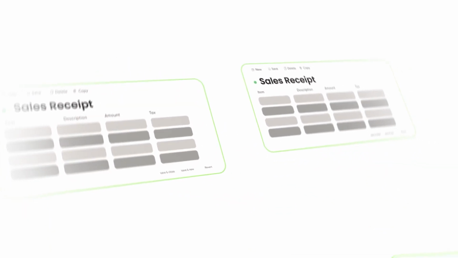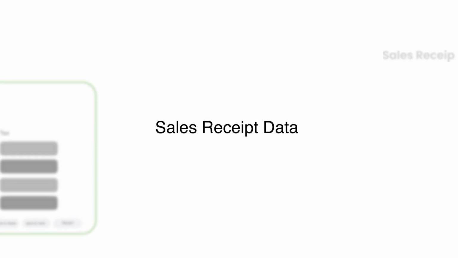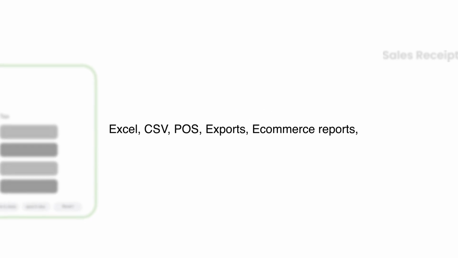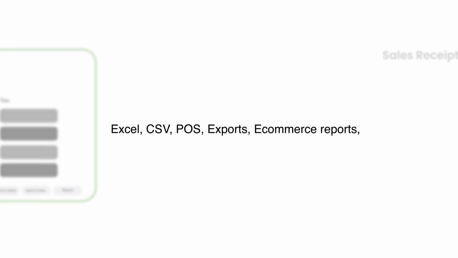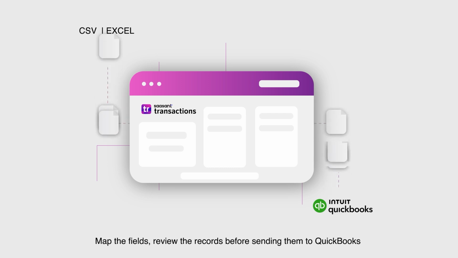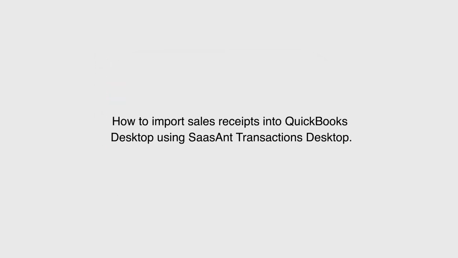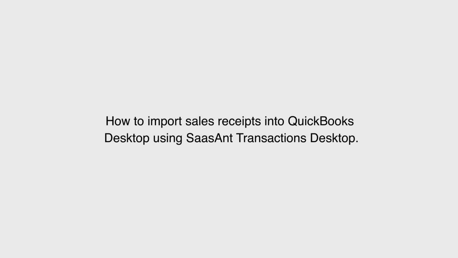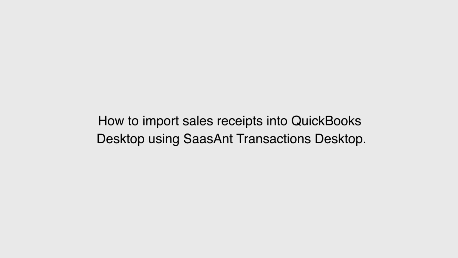Creating sales receipts one by one in QuickBooks Desktop can take time, especially when your sales receipt data is already in Excel, CSV, POS exports, e-commerce reports, or another system. Instead of creating each sales receipt manually, SaasAnt Transactions Desktop lets you import sales receipt data in bulk, map the fields, review the records before sending them to QuickBooks Desktop, and undo the import if needed. In this video, I'll show you how to import sales receipts into QuickBooks Desktop using SaasAnt Transactions Desktop.